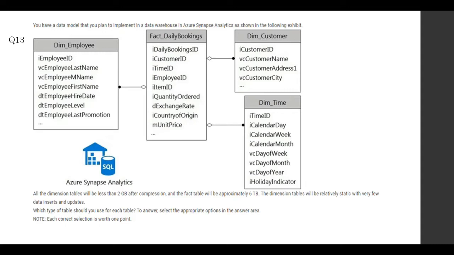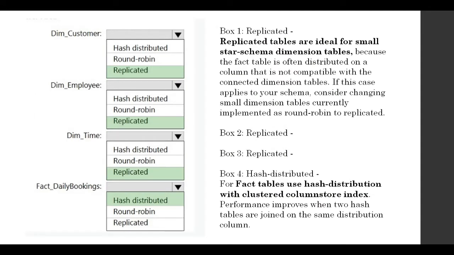What is the table type you have to use here for the dimension and fact tables? That is the question, and it will look like this. We have these dimension tables and the fact table. Dimension tables use replicated tables, and the fact table is hash distributed. Replicated tables are ideal for small star schema dimension tables, so we have to select replicated tables. Fact tables use hash distribution with a clustered columnstore index, so we have to use hash distributed for the fact table. I hope you got the answer for this question.